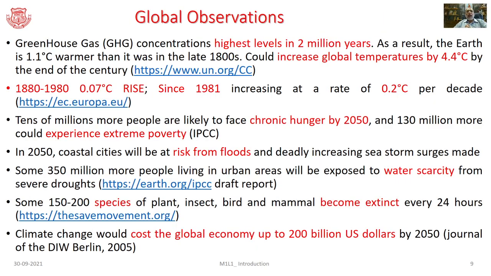Hence, as we are trying to get introduced to these adverse effects, some of the observations that are made globally can be understood here. The greenhouse gas concentrations are at the highest levels in the span of 2 million years. As a result, the Earth is 1.1 degrees centigrade warmer than it was in the late 1800s.